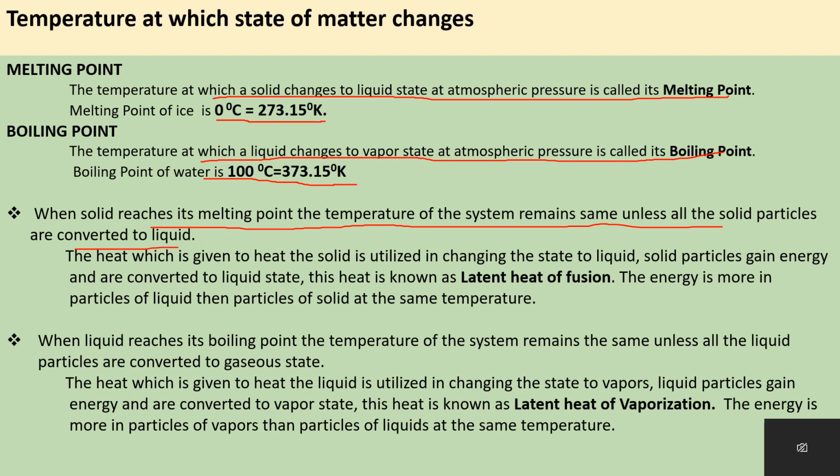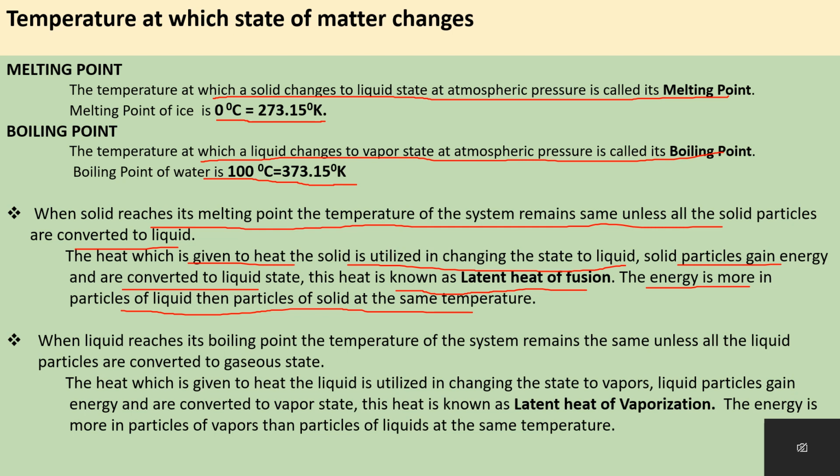So where does this heat go? The heat which is given to the solid is utilized in changing the state to liquid. The solid particles gain energy and are converted to liquid state. This heat is known as latent heat of fusion. Latent means hidden. Thus, the energy is more in particles of liquid than particles of solid at the same temperature. That is why ice has more cooling effect than water at the same temperature.